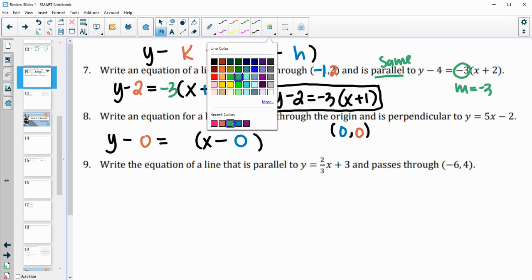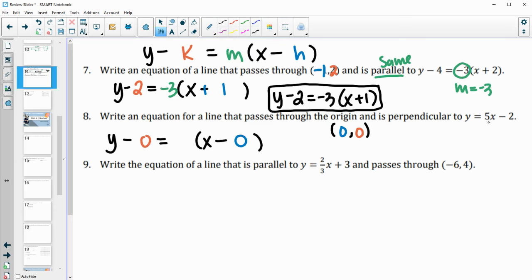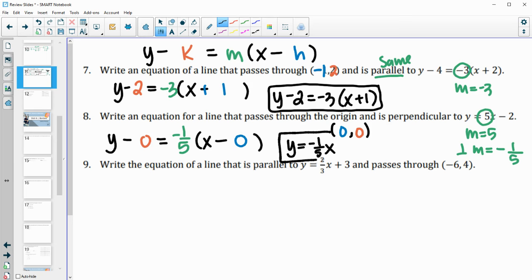And then we just need the slope perpendicular to this one. So here's this slope. The perpendicular slope would be the opposite, so negative, and the flip of this, so -1/5 would go in here. And then if we simplify this a little bit, it would just be y equals -1/5 x.